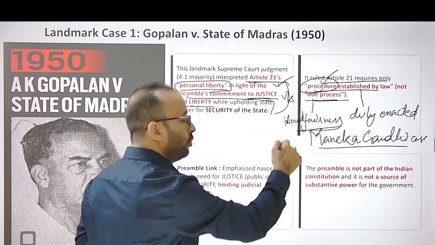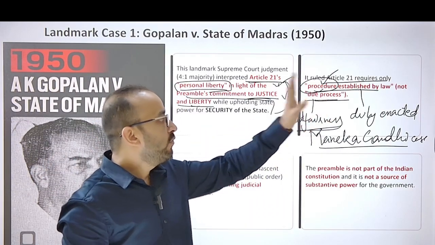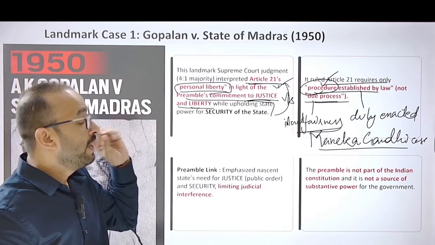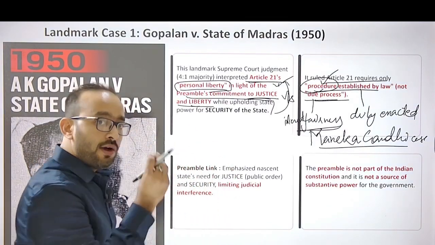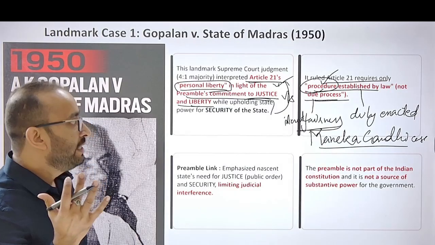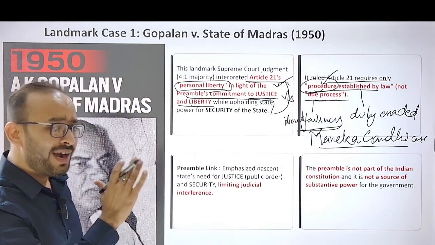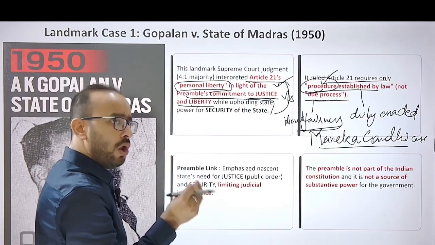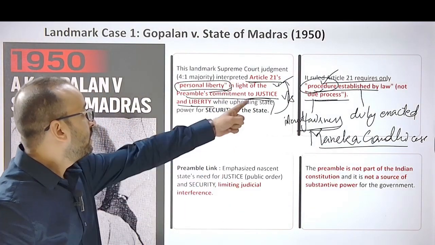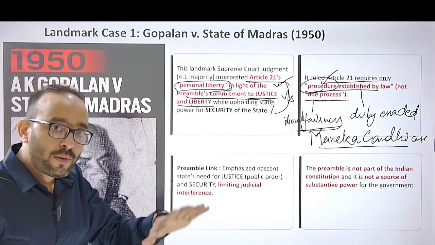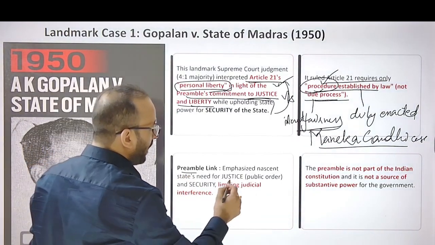Through this, due process was also brought into Indian jurisprudence, but till then it was procedure established by law only. So the idea here was that when the government is enacting any legislation, if that legislation has followed the required procedure, that law can even take your personal liberty. So the justice and liberty which the preamble promises has to be given higher respect. So what is the preamble link?